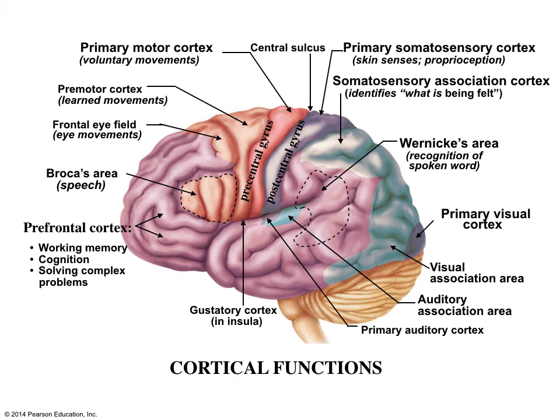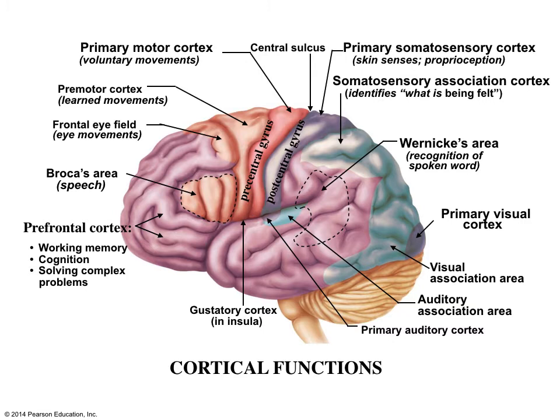A little bit about basic functions, a little physiology. The precentral gyrus, lying in front of the central sulcus, is the primary motor cortex, voluntary movements. In front of that, the premotor cortex has to do with learned movements. Frontal eye field, eye movements, not vision. Vision is in the occipital lobe. Broca's area for speech, whereas Wernicke's area would be for the recognition of the spoken word.